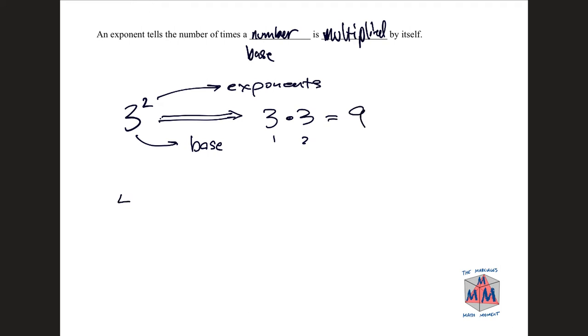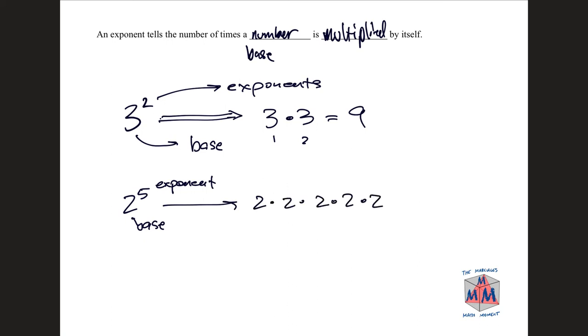Now, let's do something different. 2 to the 5th power, that's what we would say, or 2 raised to the 5th power. Sometimes they say that because the exponent's up high. Our base is 2. Our exponent is 5. And what this means is I have 2 times 2 times 2 times 2 times 2. 1, 2, 3, 4, 5 times, okay?